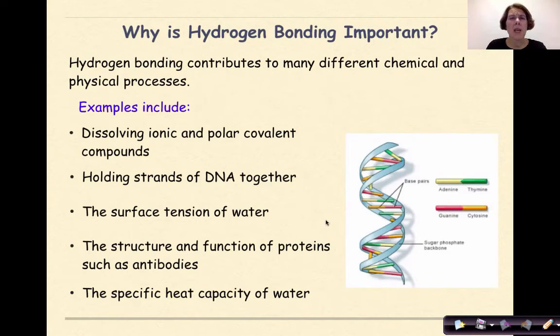Why is hydrogen bonding important? Hydrogen bonding contributes to many different chemical and physical processes. These examples include dissolving ionic and polar covalent compounds, holding strands of DNA together like we see over here, the surface tension of water, the structure and function of proteins such as antibodies, and the specific heat capacity of water.